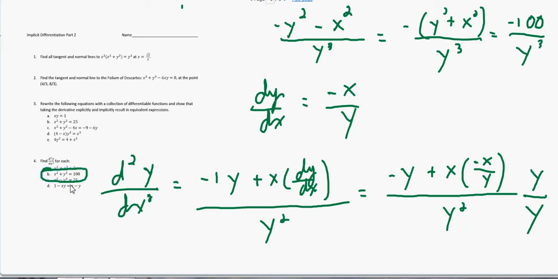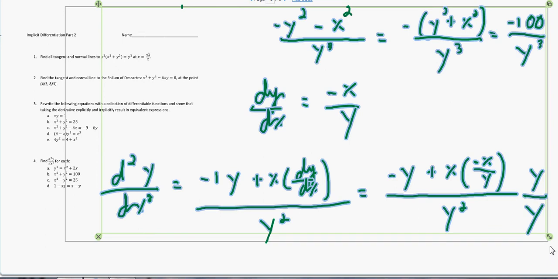This looks a lot like the last one we did as well, and the reason that's happening is because if you look at the last one, that's also a circle. They're both circles, which is why their second derivatives look very similar, except the first one's going to have a radius of 1, and this is going to have a radius of 100. Okay, so that's the second derivative.